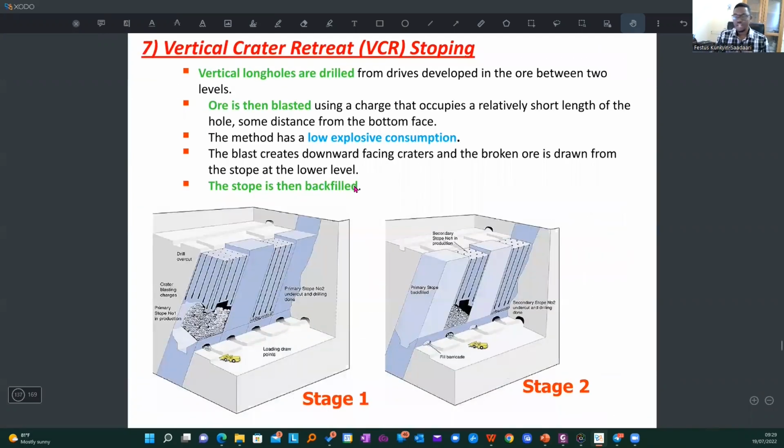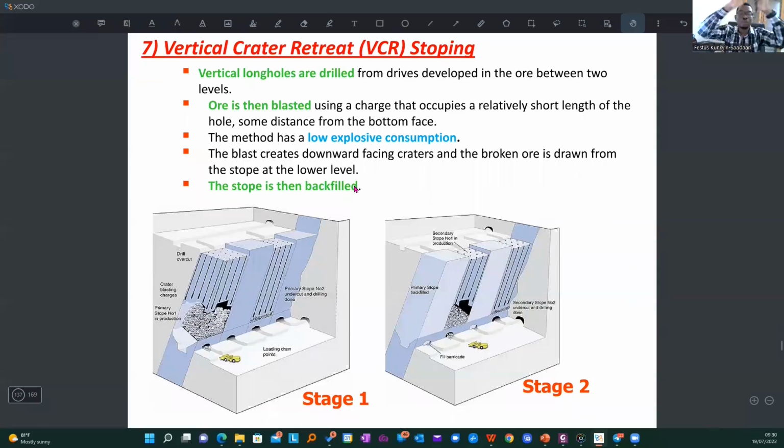Then we have the vertical creator. The vertical creator also behaves similar to cut and fill, just that with this one, you stand on one level and drill to the other level. That's just the difference. In cut and fill, you will be in there, drilling or trying to finish a whole block of ore and fill the platform.